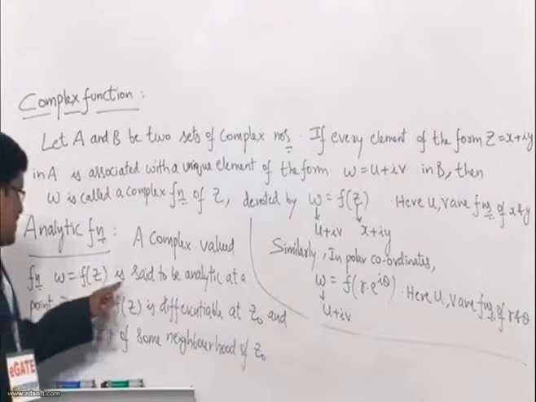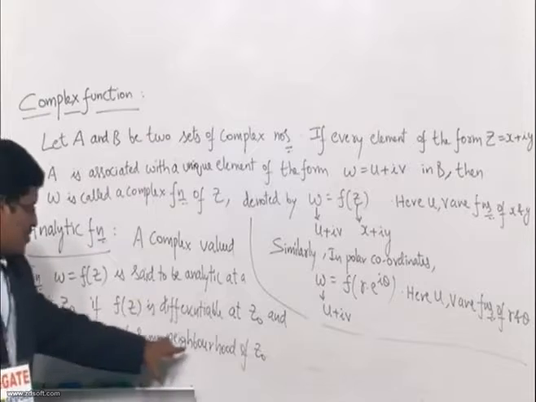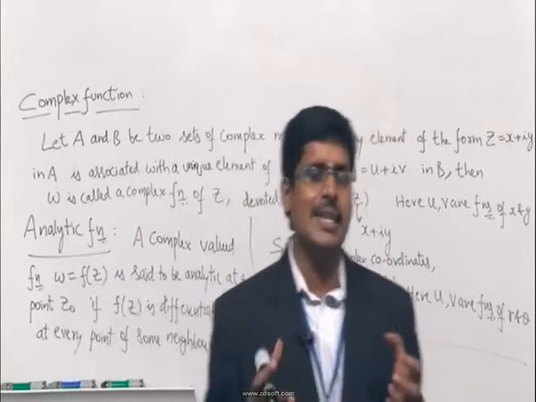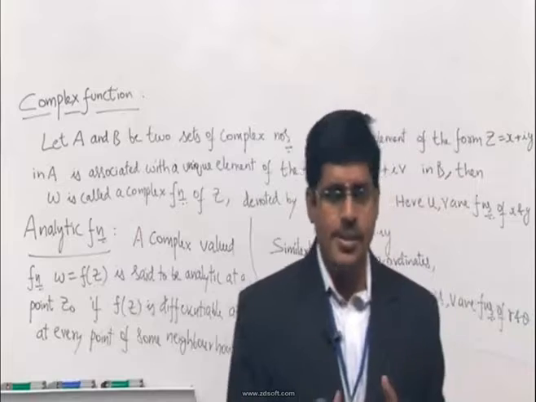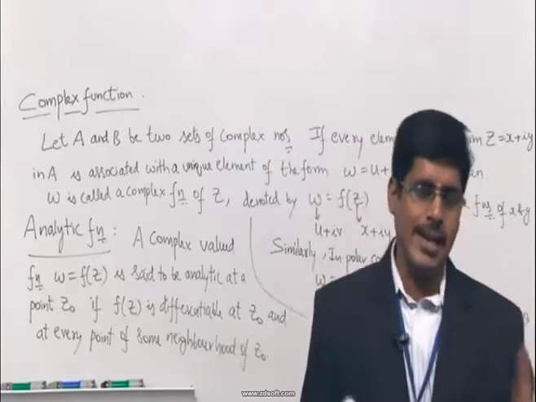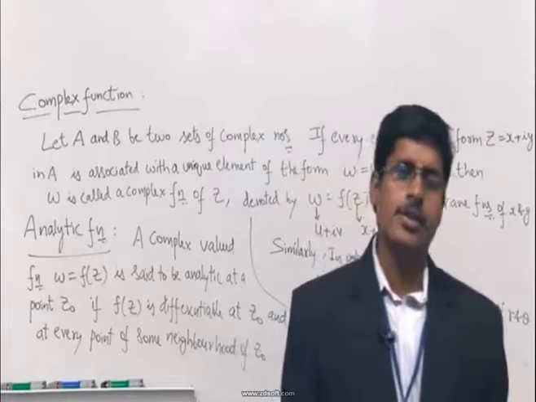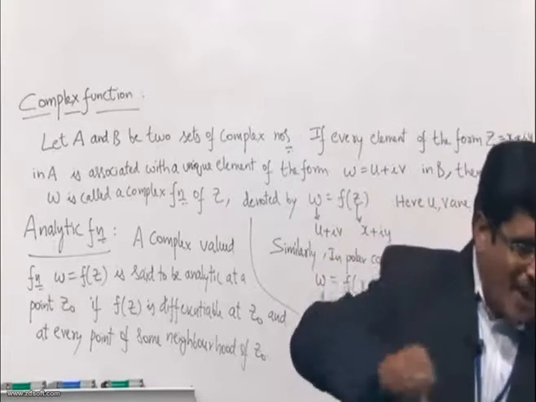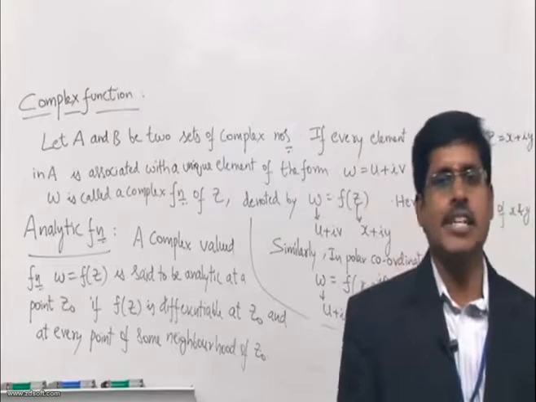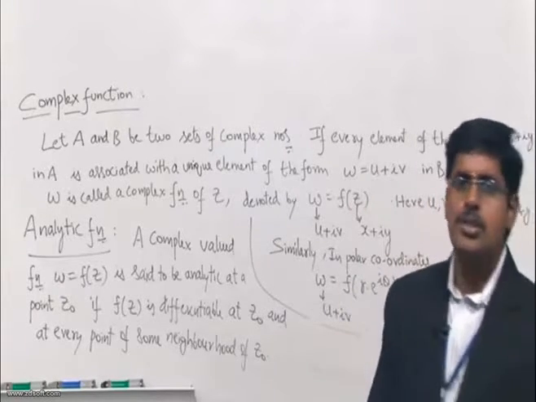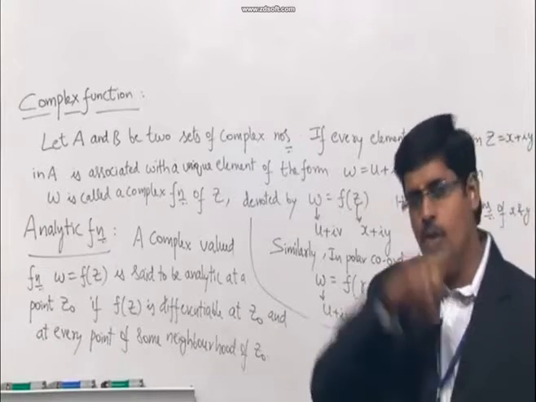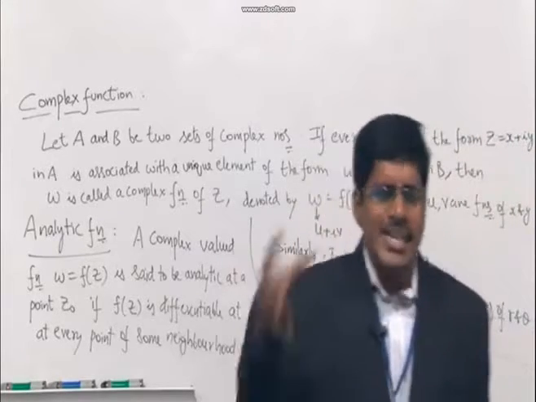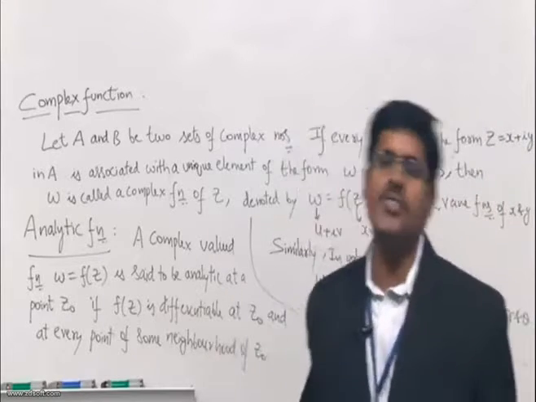See, f of z is not only differentiable at z0 but also at every point of some neighborhood of z0. Neighborhood of a complex number is a set of all points z where mod z minus z0 less than delta. Delta is called the radius of that circle. That means the neighborhood of z0 is the set of all points inside a circle with center at z0 and radius some r or delta. Taking a point z0 as a center, we can draw so many circles with this center z0. Inside some circle, at every point, the function should be differentiable.